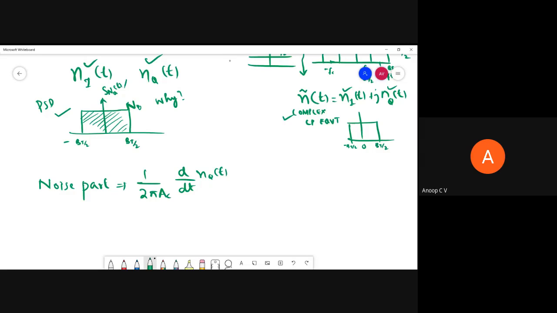So this is our noise part. We don't know the power spectral density of this, but we have nq of t here, and we know the power spectral density of nq of t. It is like this, S nq of t. But from this, can we find out the power spectral density of this nd of t, the demodulated noise output? Can we find it? That is the question. Can anybody help me out?